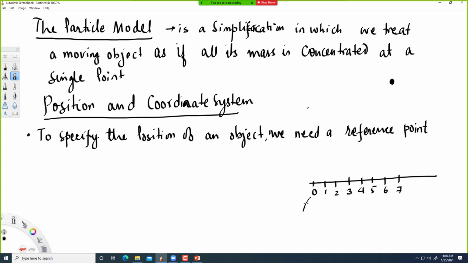This is called the origin. So in order to specify the position, we represent the reference point by this origin, the 0 mark. So the reference point is considered to be the 0 mark. For example, if I want to measure my position with respect to the chair, the chair would be considered as the 0 mark. And then how far I am moving from the chair would be these numbers.